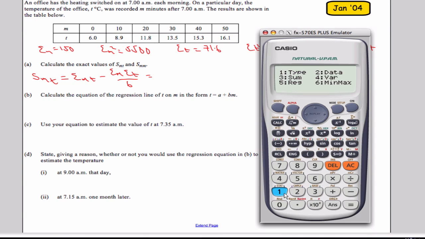Shift, stat, sum again. So we need the sum of M, which is the same as the sum of X in this case, multiplied by the sum of T, which is the same as the sum of Y, or option 4 in this case. I'm just going to put some brackets around this, because when we're in statistics mode it won't let me do a fraction properly. That's divided by 6, and we get 357.